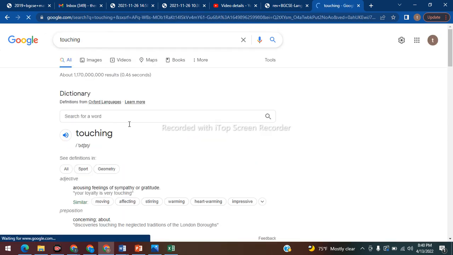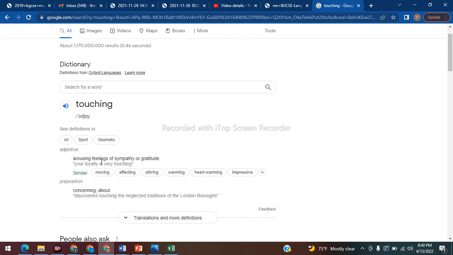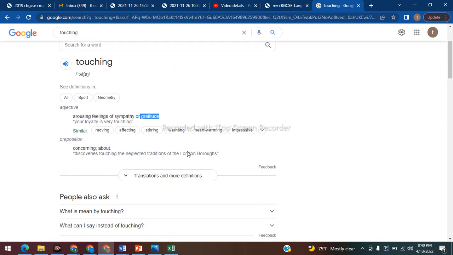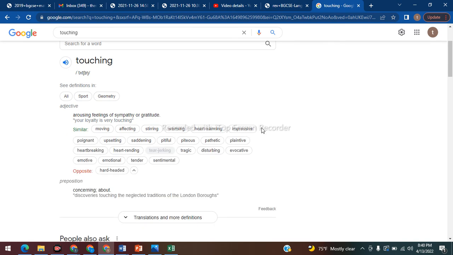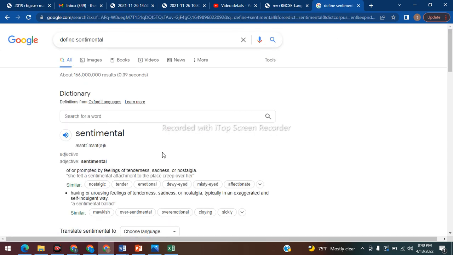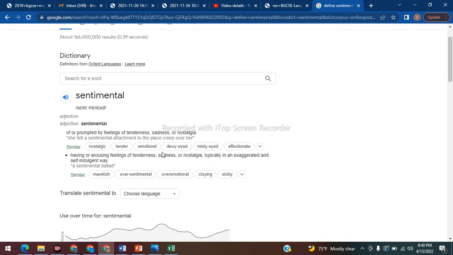Oh, okay, touching. Arousing feelings of what? Sympathy. We said sympathy, or say gratitude. Impressive? Not impressive, we ain't looking for impressive. Saddening, pathetic, heartbreaking is a good one. Emotional. We said sentimental, I like that one. Good. Sentimental. That works better. Sentimental.